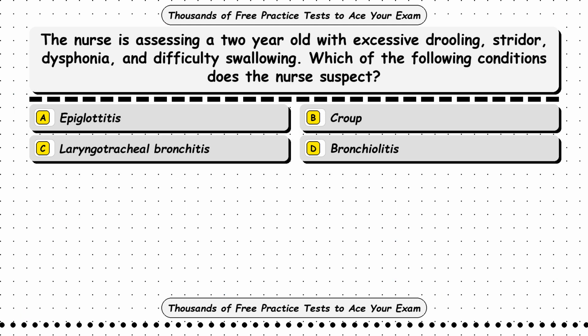Question 18. The nurse is assessing a 2-year-old with excessive drooling, stridor, dysphonia, and difficulty swallowing. Which of the following conditions does the nurse suspect? Option A, epiglottitis. Option B, croup. Option C, laryngotracheal bronchitis. Option D, bronchiolitis.